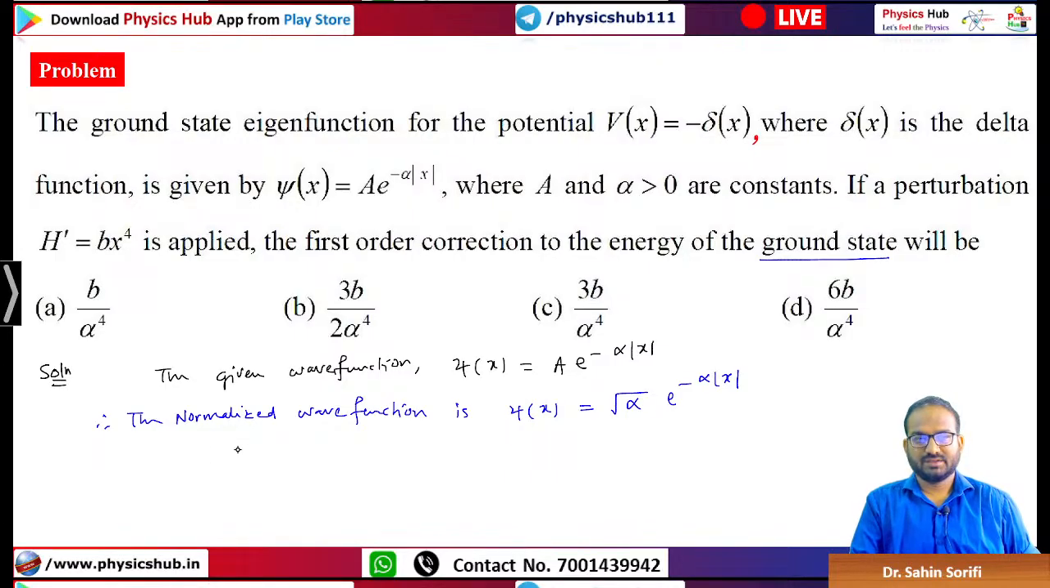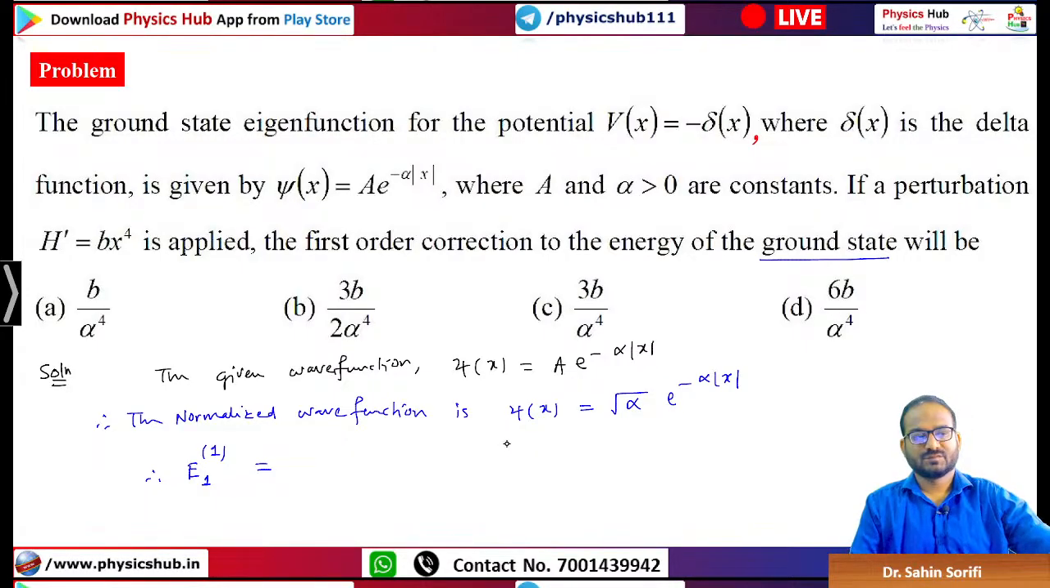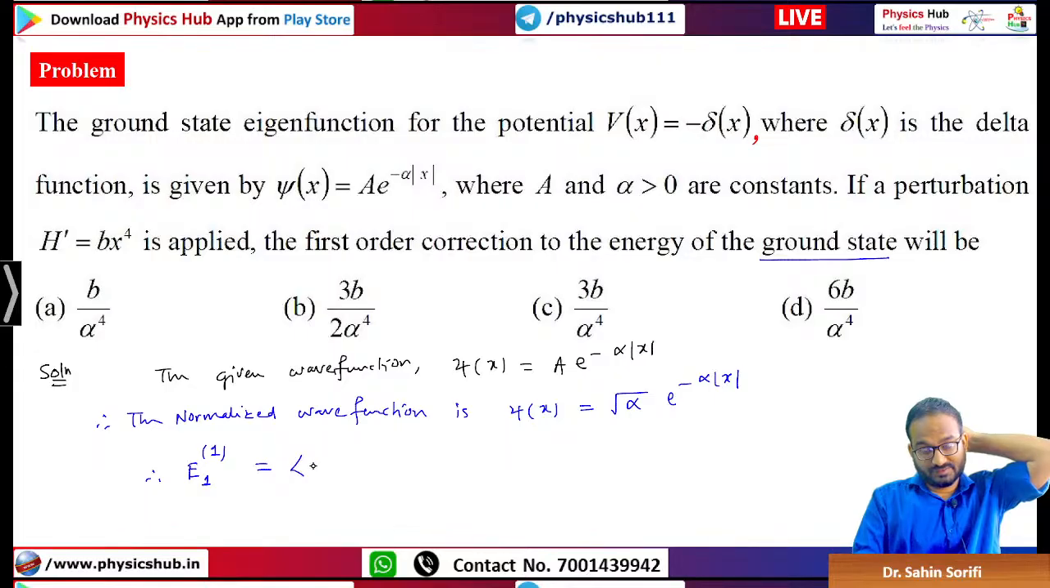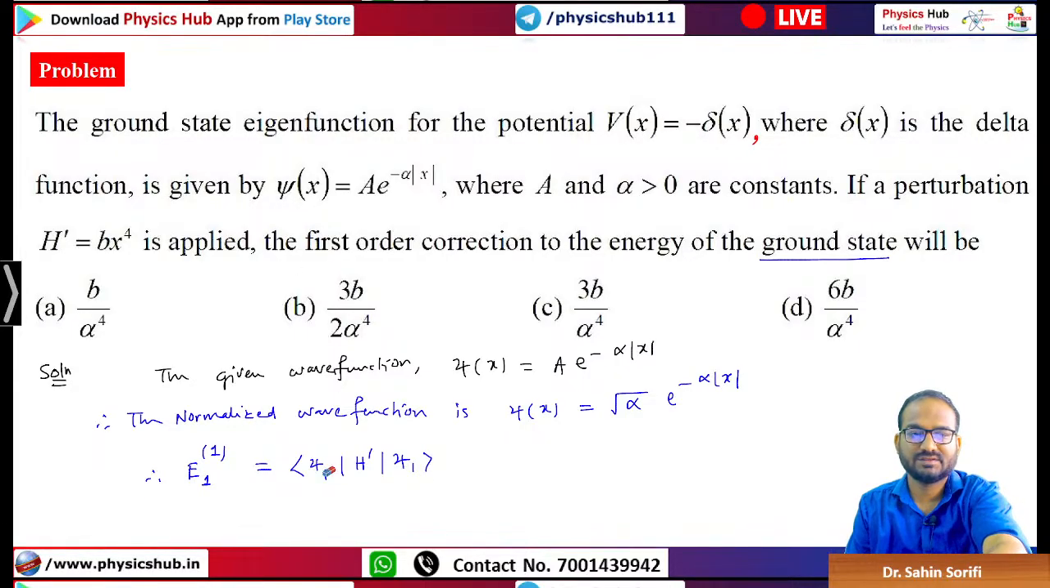Good morning, Karthik. Ground state means what? E1, let's say E1 1. And the ground state wave function is given to you, so you can just put it, let's say psi 1, H prime, psi 1. It is given in the form of psi x, so let's write psi H prime psi.